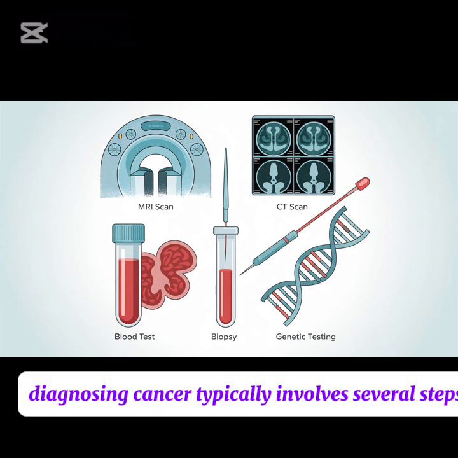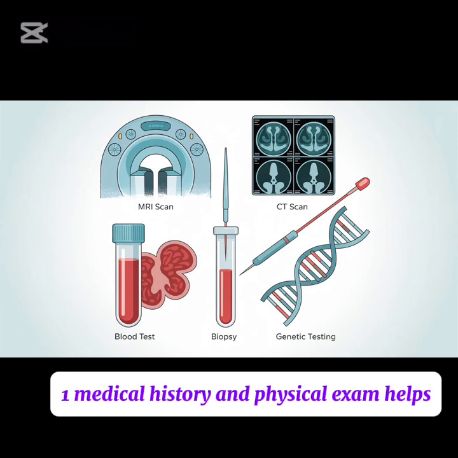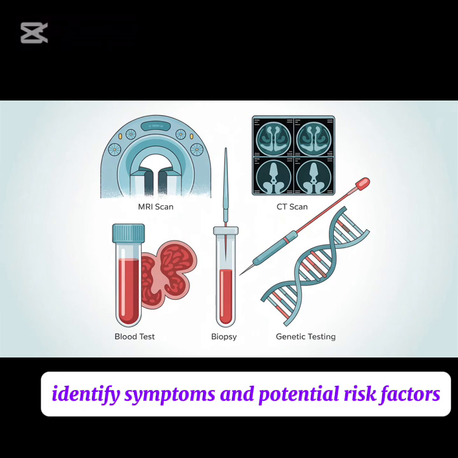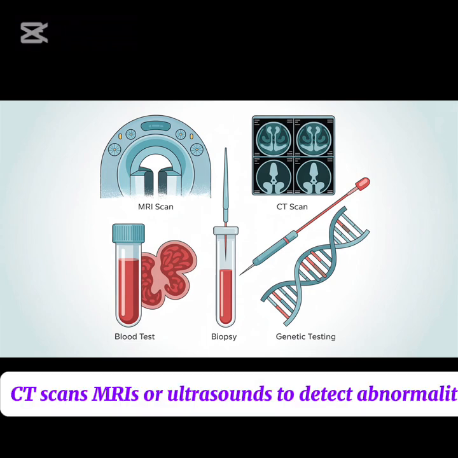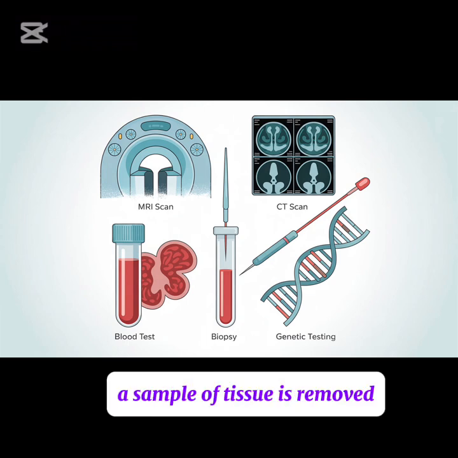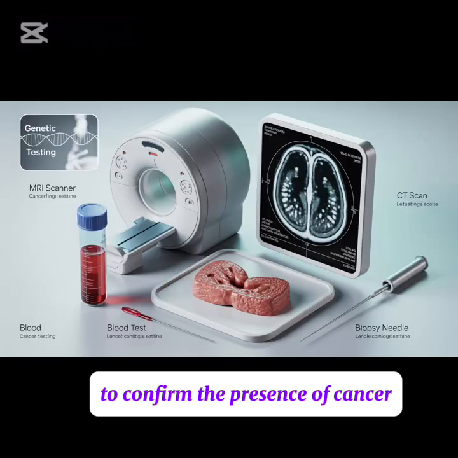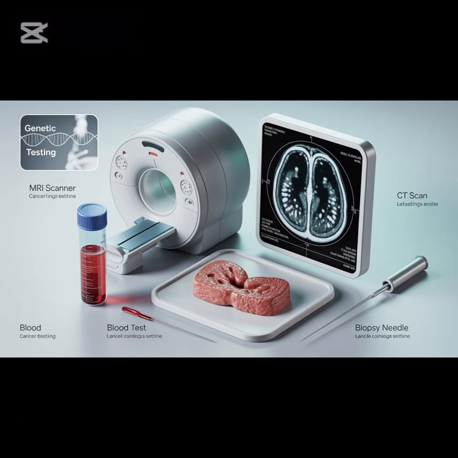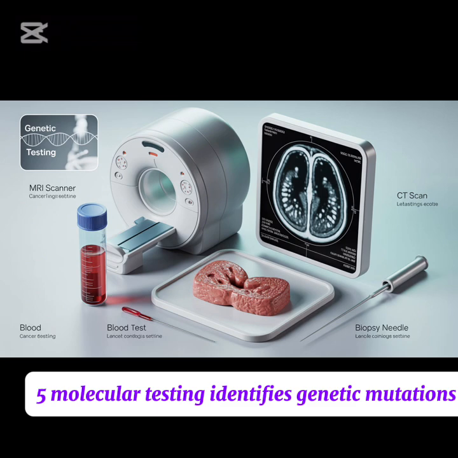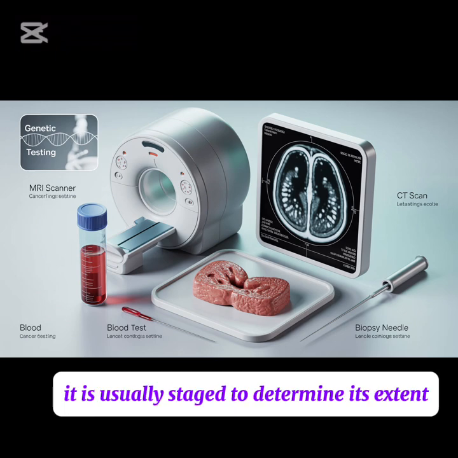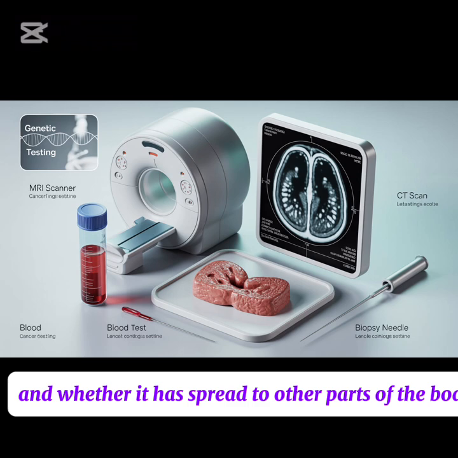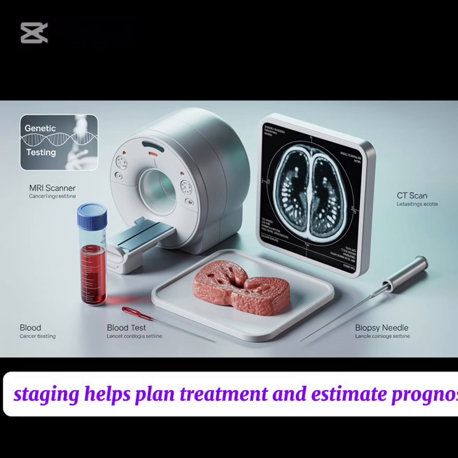Diagnosis. Diagnosing cancer typically involves several steps. 1. Medical history and physical exam helps identify symptoms and potential risk factors. 2. Imaging tests, such as X-rays, CT scans, MRIs, or ultrasounds to detect abnormalities. 3. Biopsy, a sample of tissue is removed and examined under a microscope to confirm the presence of cancer. 4. Blood tests can detect markers associated with certain cancers. 5. Molecular testing identifies genetic mutations that may guide treatment decisions. Once cancer is confirmed, it is usually staged to determine its extent and whether it has spread to other parts of the body. Staging helps plan treatment and estimate prognosis.